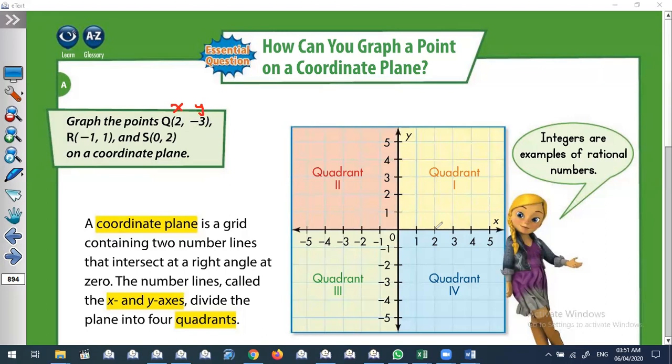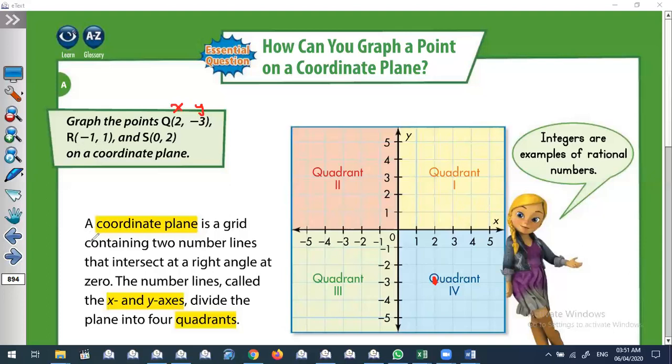We have 3 ways. We can go up, or we can go down, or we can stop. According to the second number, we are going to move. Here the second number is -3. So we stopped at 2 and for the -3 go down 3 units: 1, 2, 3. Here is the point Q, 2 and -3.